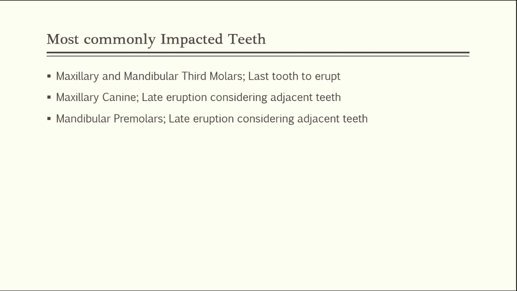Maxillary canine, because it's the last tooth in the sequence, meaning the lateral erupts first, the four erupts second in the process, and then the canine. It has a long root and it has late eruption considering the adjacent teeth. Similar to the mandibular premolars, the 3 erupts first, the 6 already erupted, the 4 is present as well, the 5 usually has late eruption. So mainly third molars, maxillary canines, and mandibular premolars, specifically lower 5s.